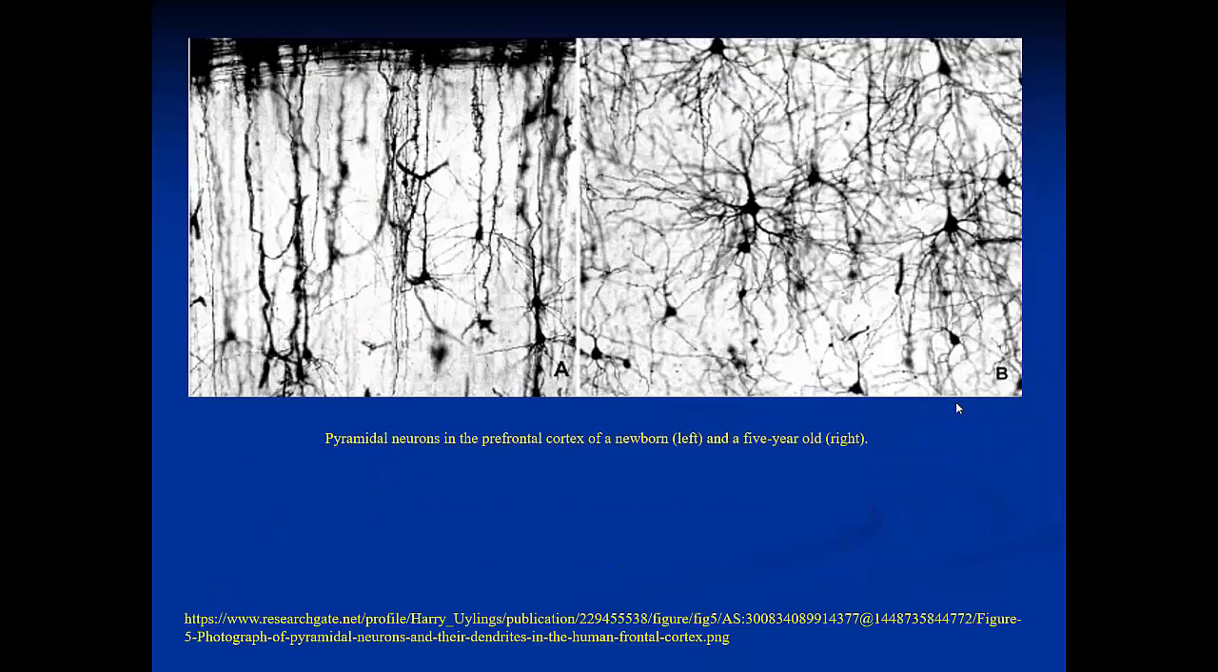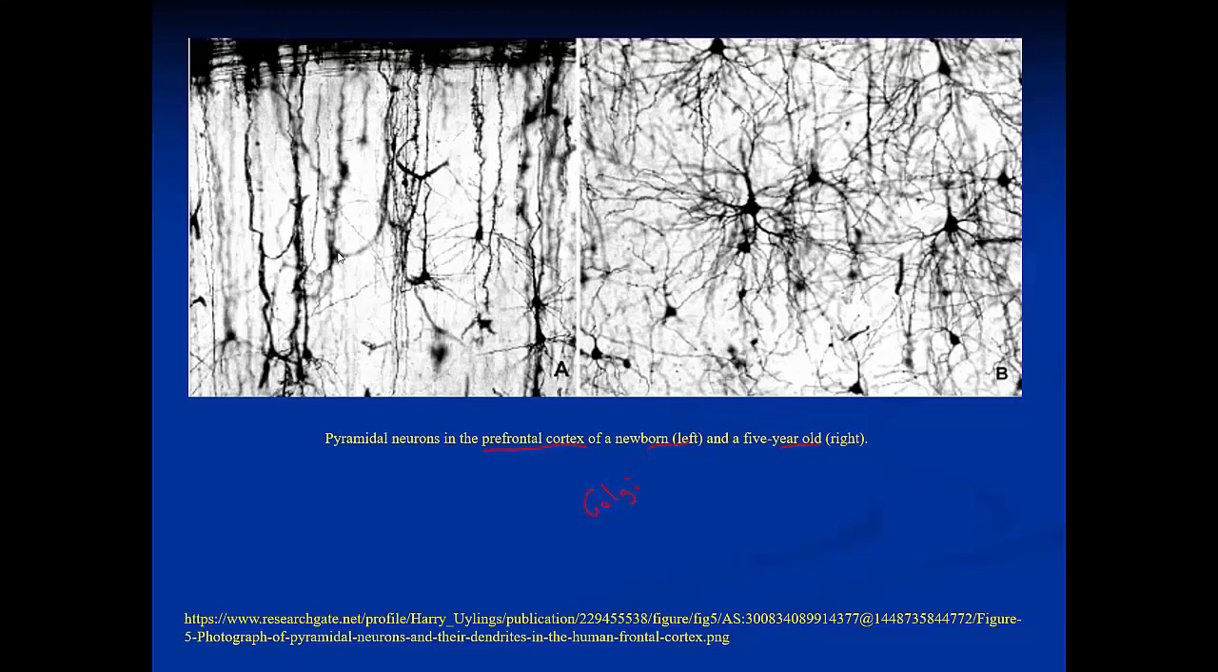Now here, we can also use this Golgi stain to look at changes as things develop. So here is some brain tissue. This is going to be the prefrontal cortex. We're going to talk a lot about prefrontal cortex. And we can look at this Golgi stain between a newborn and a 5-year-old. And when you look at this qualitatively, what's the difference?